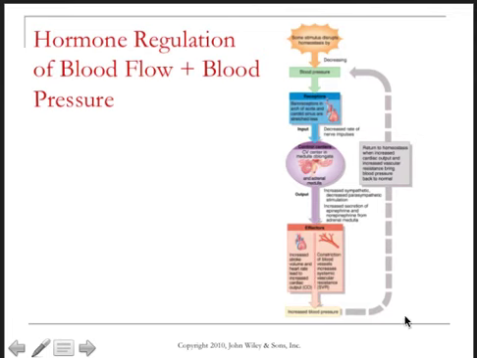Best advice I have for you is check with your book here, because to be honest with you, this is a little bit too small for me to even pick out what's on here.